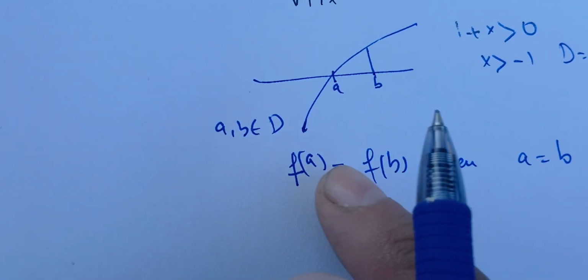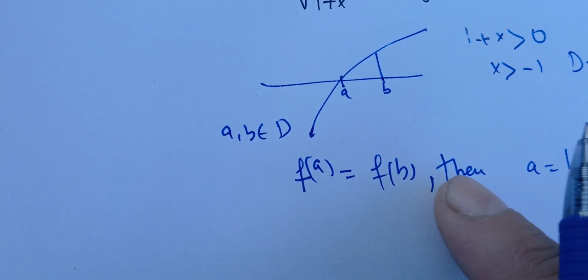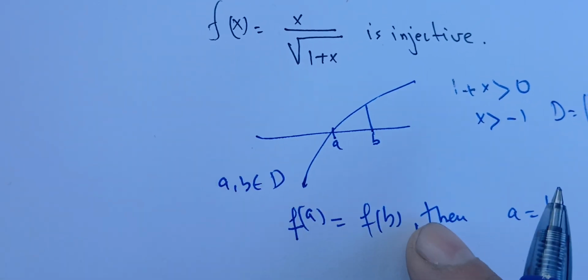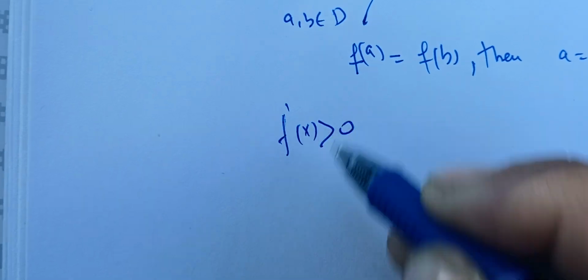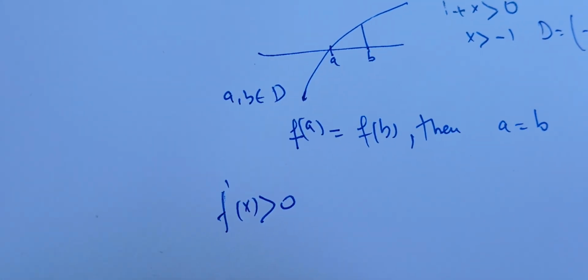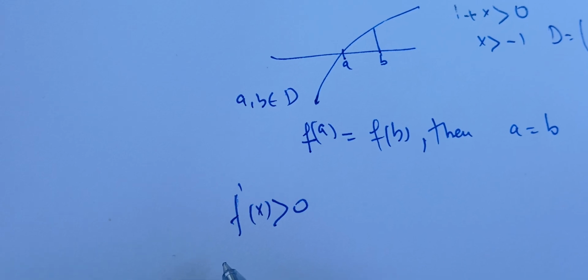We can use this one here and use algebra to prove it, or we can just use the derivative and prove that f prime of x is bigger than 0. So which one is easier is our tool to deal with this problem.